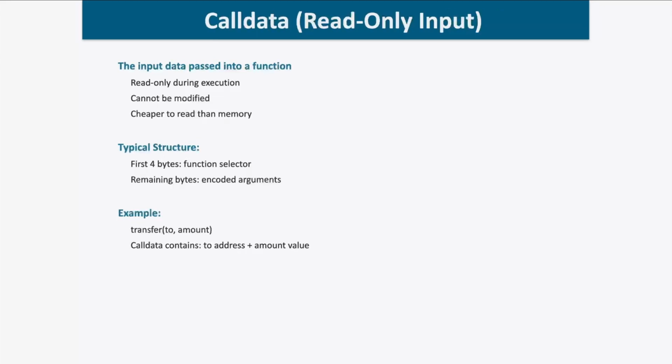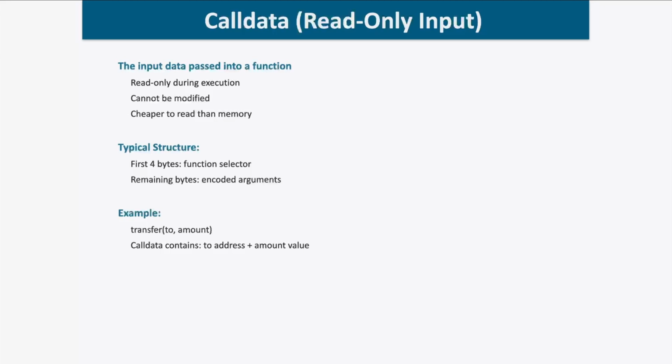There's one more type of data to understand, and that's called calldata. Calldata is the input data passed into a function. It's read-only. You can read from it, but you can't modify it. Calldata is cheaper to read than memory. That's why external functions prefer to take arguments via calldata rather than copying them into memory.